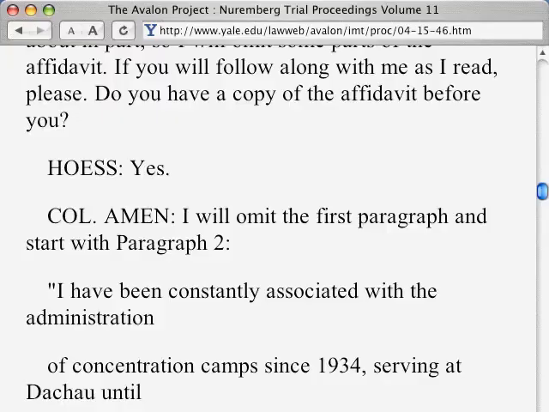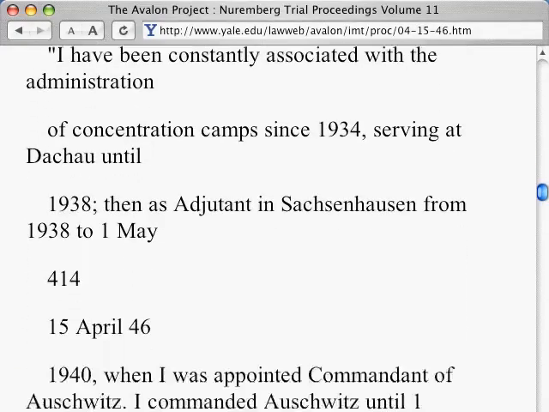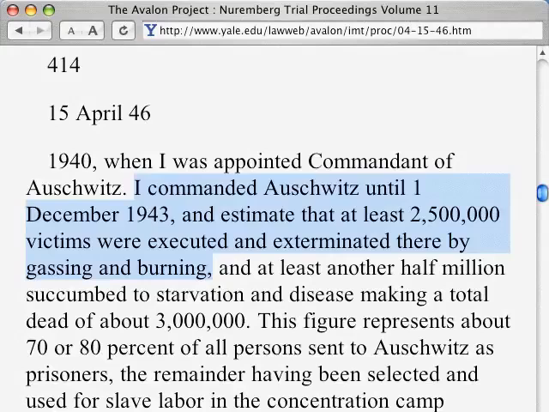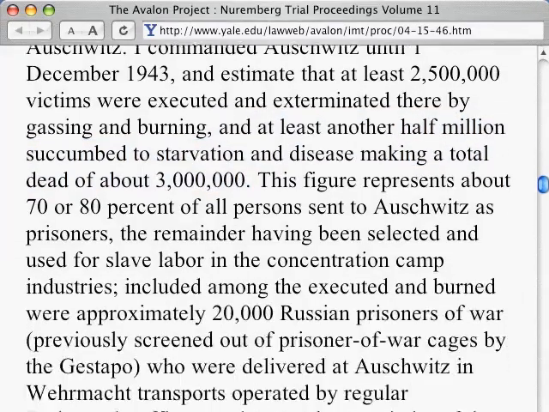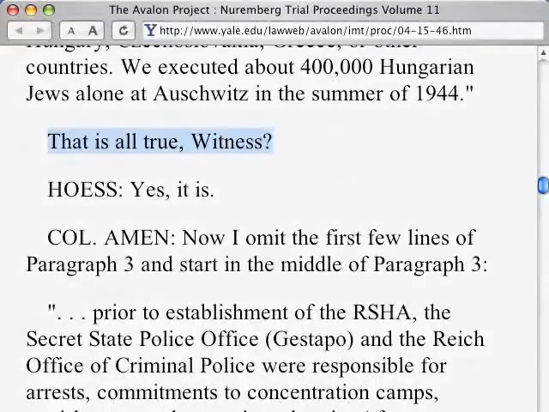year later. So picture this moment at the Nuremberg trial. Höss is on the witness stand listening to the head of interrogations, Colonel Amon, read his own confession to him. Colonel Amon says, "I commanded Auschwitz until 1st of December 1943, and estimate that at least 2,500,000 victims were executed and exterminated there by gassing and burning, and at least another 500,000 succumbed to starvation and disease, making a total dead of about 3 million." Colonel Amon reads some more of the confession and then says, "That is all true, witness?"